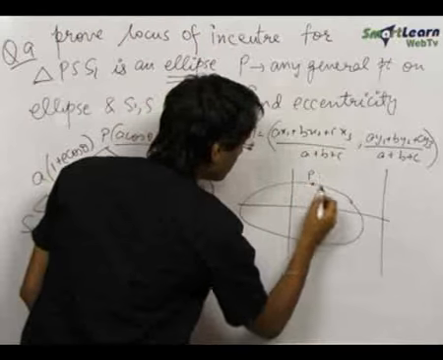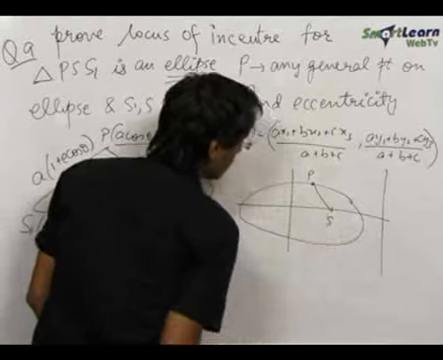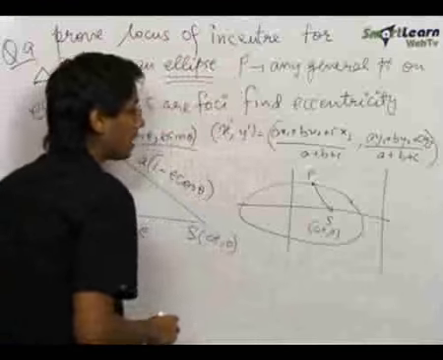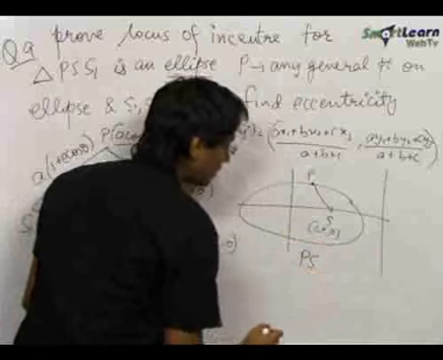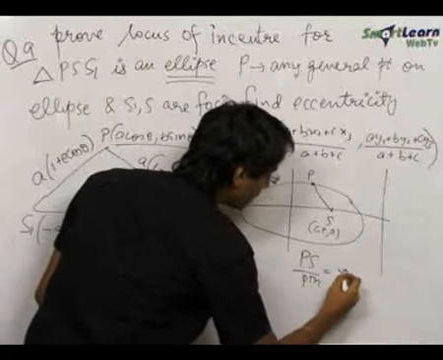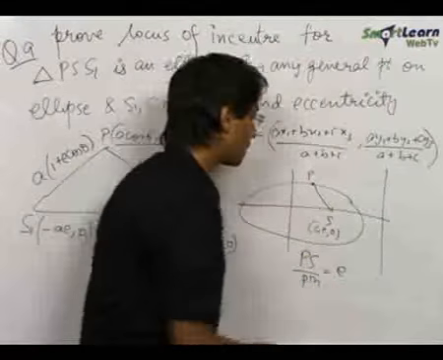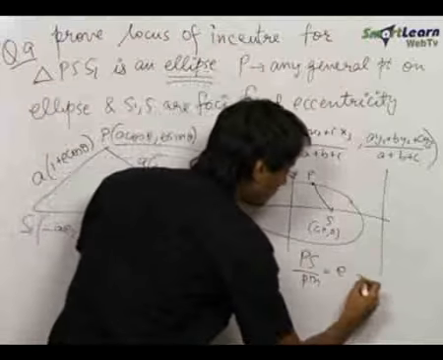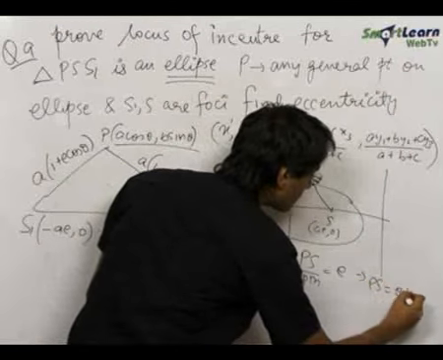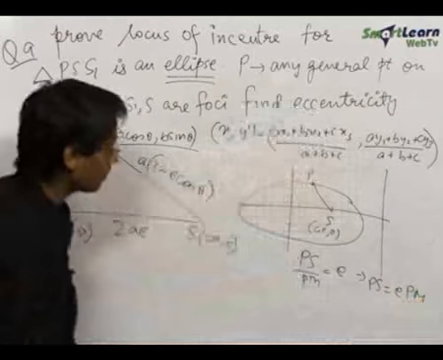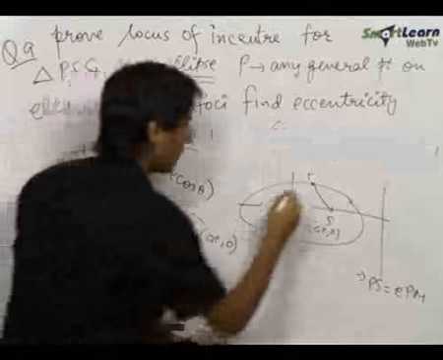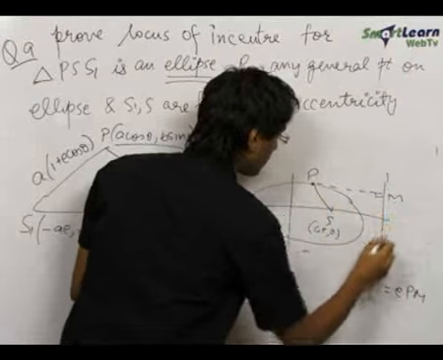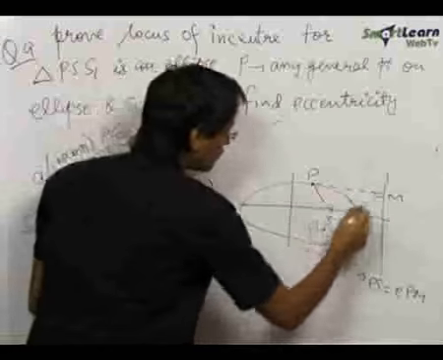If this is point P, this is S, which is equal to AE comma 0, this is a cos theta comma b sin theta, then PS upon PM is equal to E. This we know by the property of an ellipse. This is the directrix of the ellipse. So our PS will be equal to E times PM. This is P. Let us say this is the point M. So PS will be equal to E times PM.